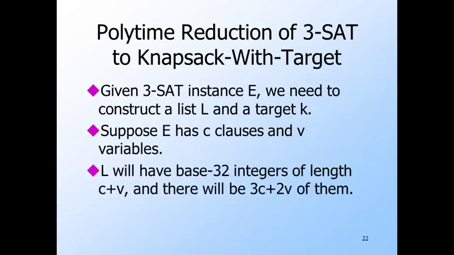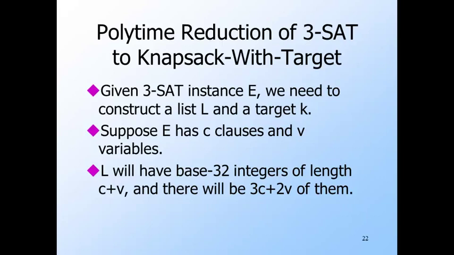We're going to think of the integers in the list L we construct as written in base 32. We can write them in binary, so we need 5 characters per digit, but the factor of 5 is of no importance if we are only worried about performing the transduction from 3-SAT instances to knapsack instances in polynomial time. The length of each integer will be C plus V, so each integer could be as long as the entire expression E.